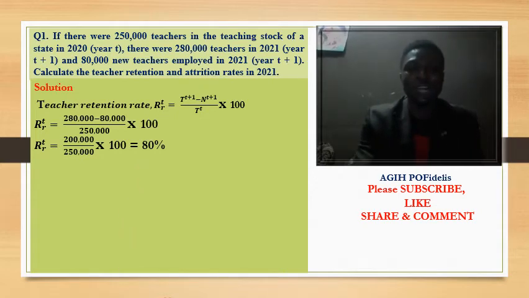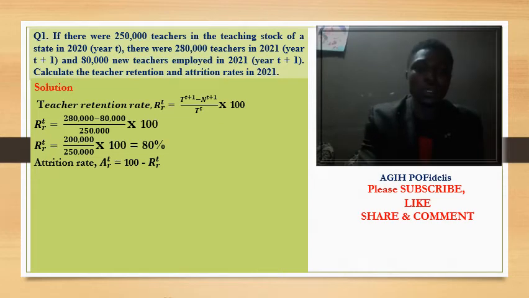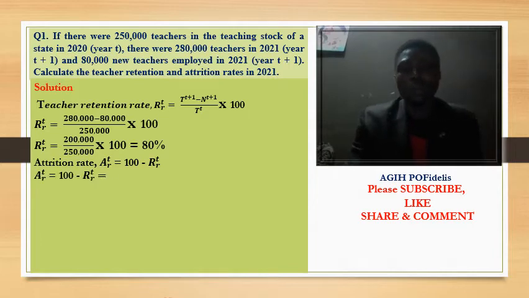Take note of that. Then the attrition rate can simply be calculated by subtracting the retention rate we just calculated from 100, and that is 100 minus the retention rate. And when we do this, we're going to have 100 minus 80, and that will give us 20%.